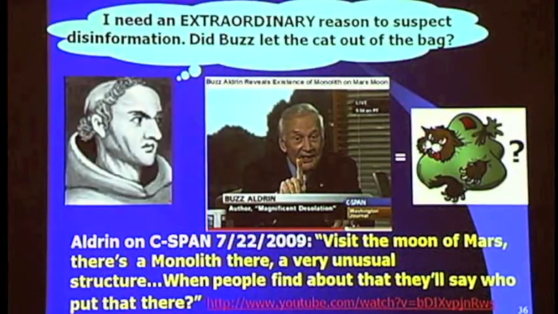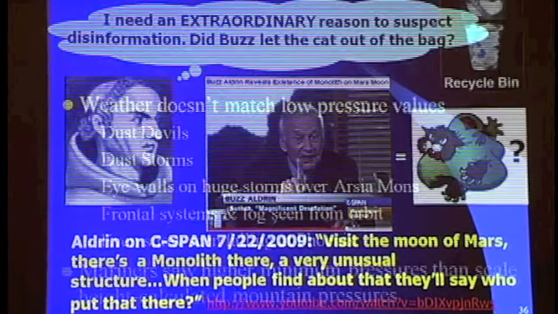Okay. Attempted humor perhaps here. You all know Buzz Aldrin, the second man to walk on the moon. If Occam were still alive today, he would say, I had an extraordinary reason to suspect disinformation. Did Buzz let the cat out of the bag? Now, on C-SPAN last summer, he said something very interesting. He said, visit the moon of Mars. There's a monolith there, a very unusual structure, and when people find out about it, they'll say, who put that there, who put that there? Now, you could think he's letting the cat out of the bag or that he's misinformed. You decide. But now to the real point.